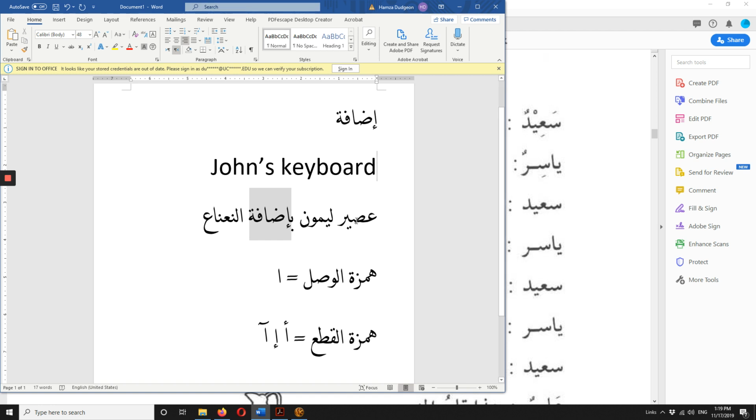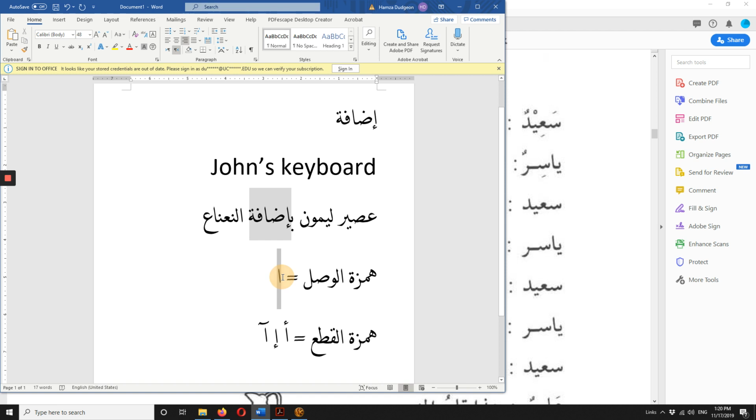And here's just something from my trips to Egypt. عصير ليمون بإضافة نعناع. So that's lemon juice including mint, which was one of my favorite things to get to drink in Egypt. And then today we're also going to cover Hamza al-Wasl and Hamza al-Qata'. And what's the difference? Okay.